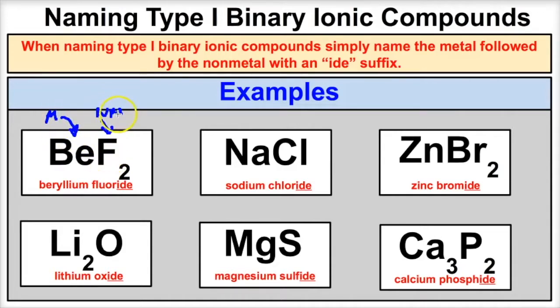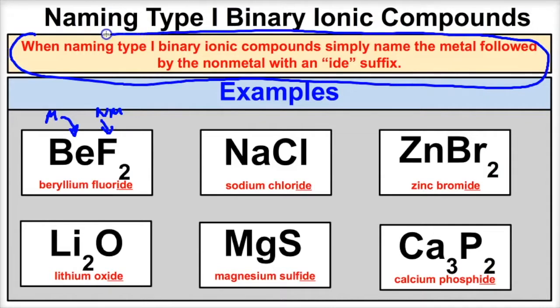And so we have a metal bonded to a nonmetal, metal bonded to a nonmetal, same thing here, same thing here, same thing here. And specifically, the metal that we're looking at comes from groups 1 or 2 and is either silver, zinc, or aluminum. So we have a type 1 binary ionic compound here, and when we name these, it's pretty simple. It says right here that when naming a type 1 binary ionic compound, simply name the metal followed by the nonmetal with an IDE ending.